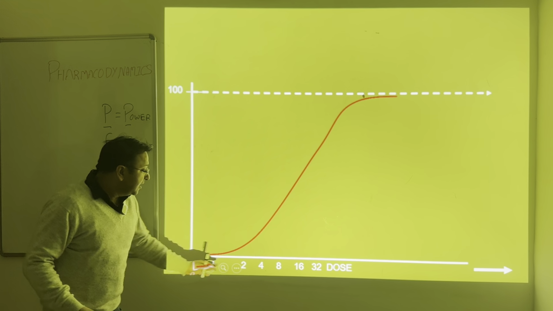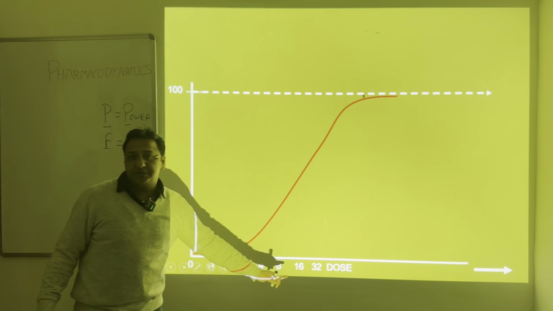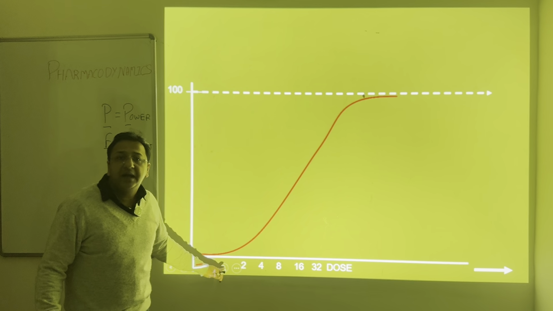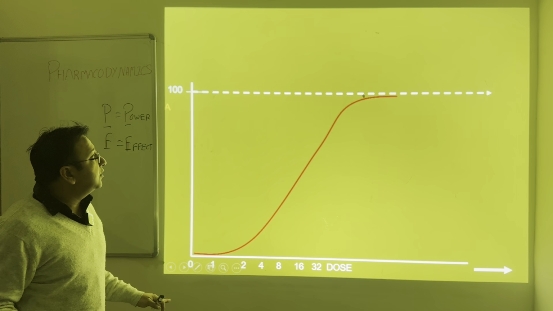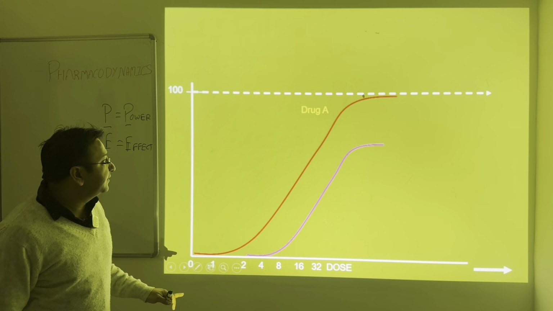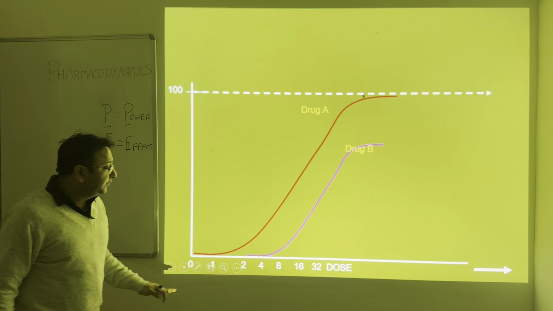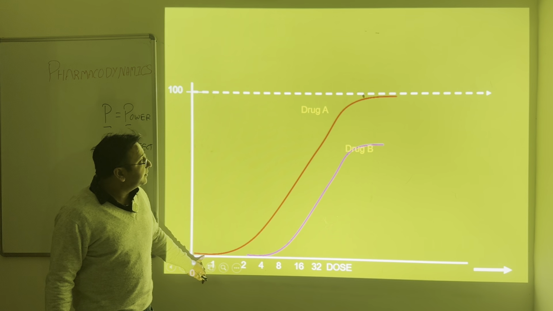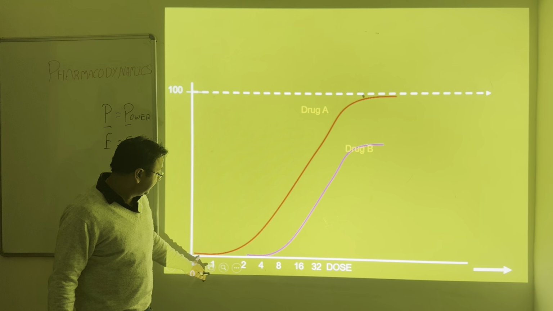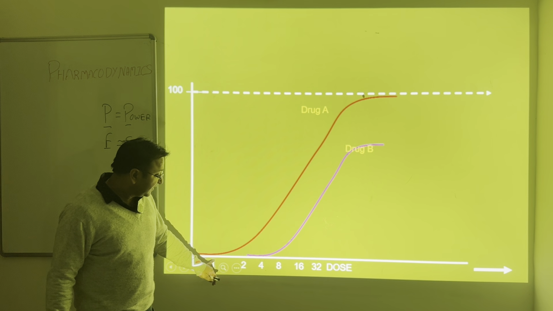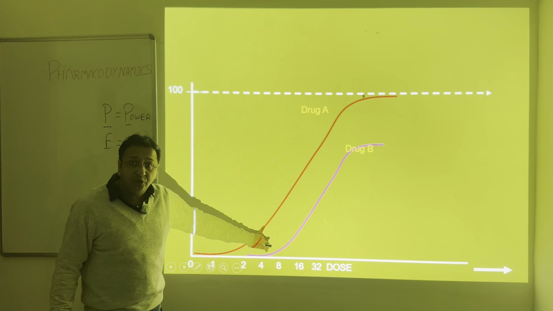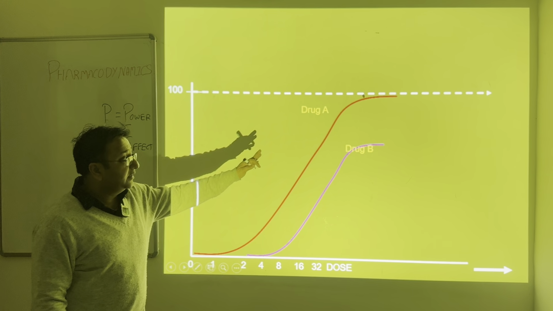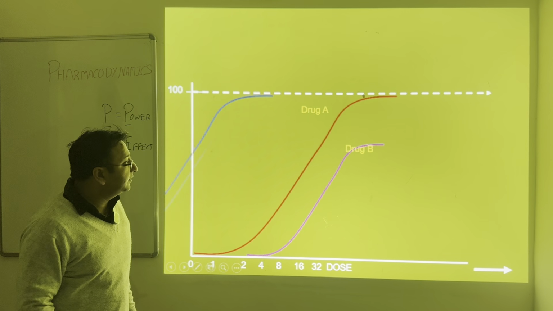And potency we say with the dose. जिसकी कम डोज से response आएगा, that will have the more potency. Okay. Now we compare. This is drug A and this is drug B. So which will have the more potency? Drug A's response is coming with the less dose. So drug A will have more potency than drug B. And which will have the more efficacy? Drug A will have the more efficacy than drug B.